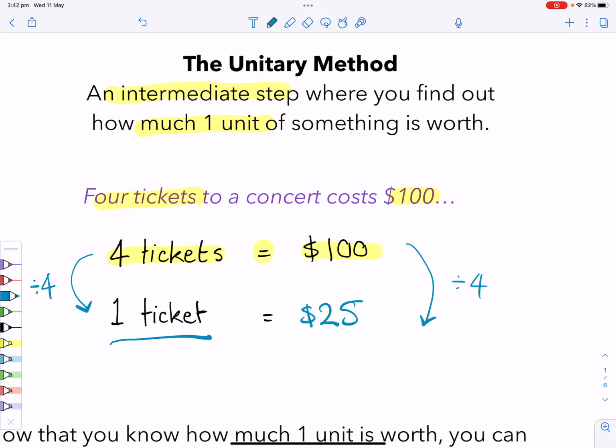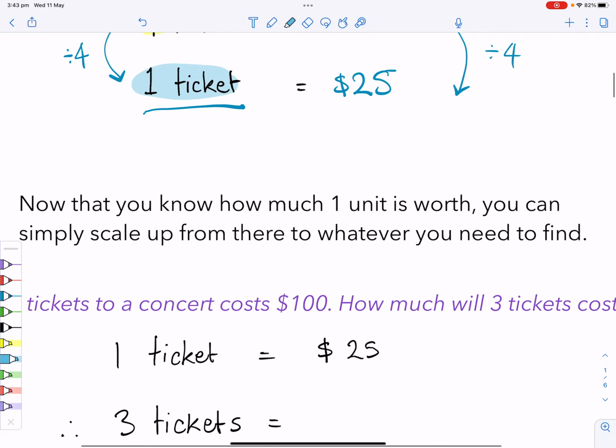From here, we can answer all kinds of questions. Let's say, how much would the price be for 12 tickets, for example? We could quickly scale our answer up by multiplying it 12 times. So that's the beauty of the unitary method: we just divide everything down to a single unit, and then we scale the other number we have accordingly to what we need for our purposes.